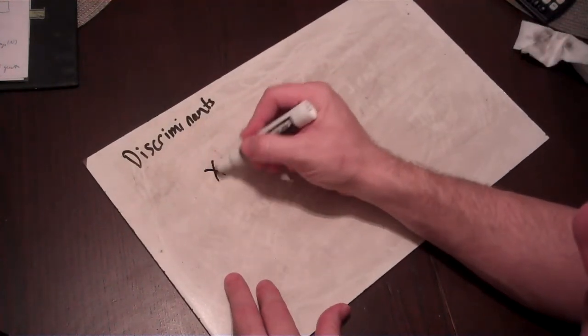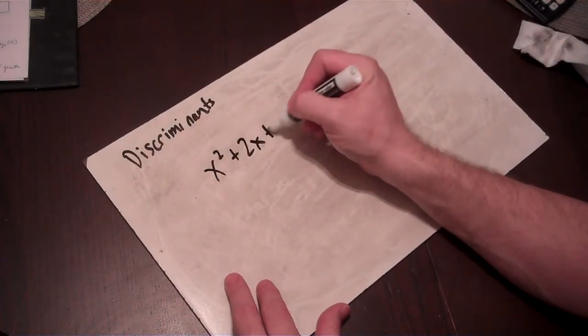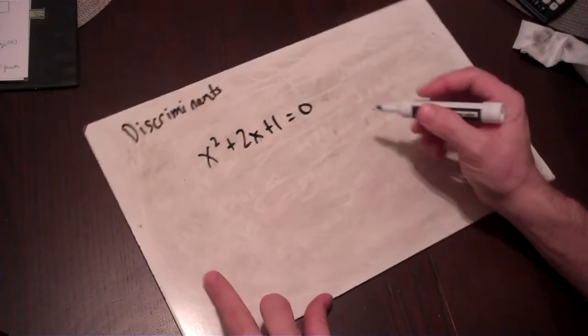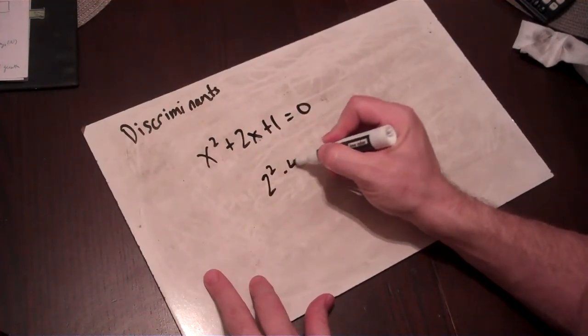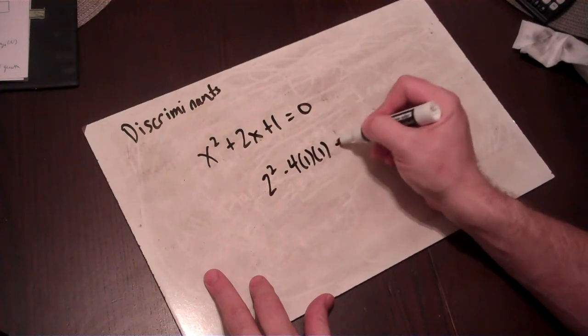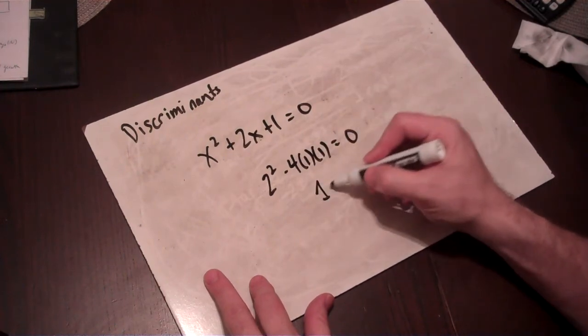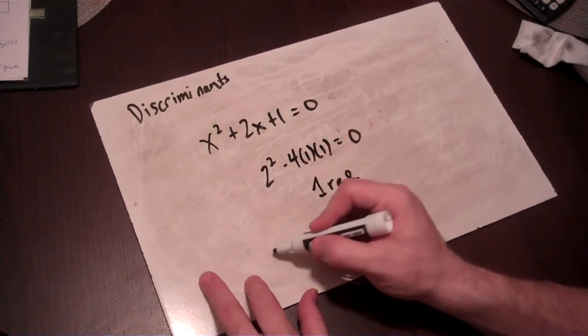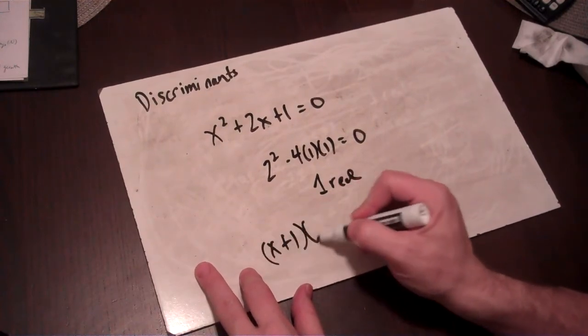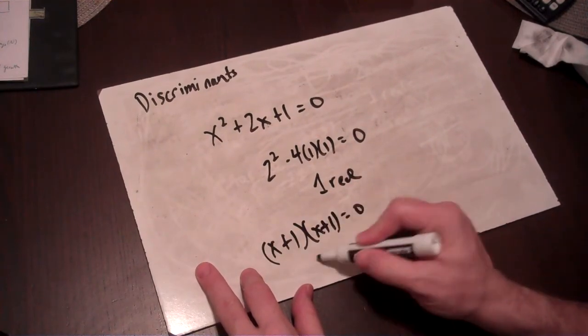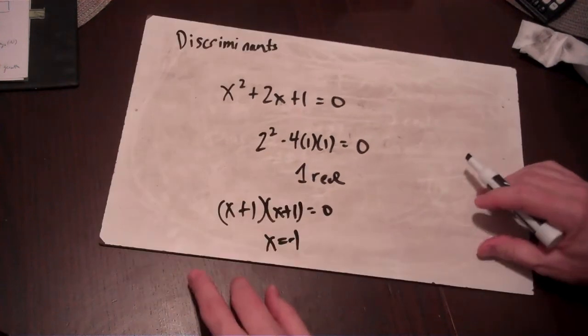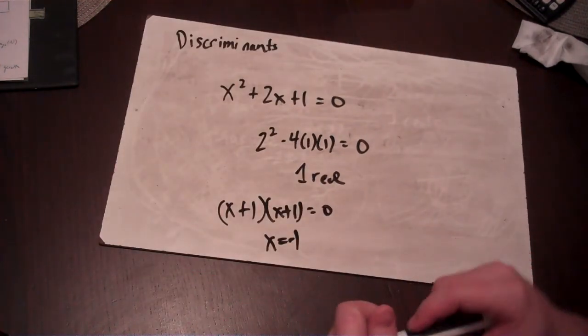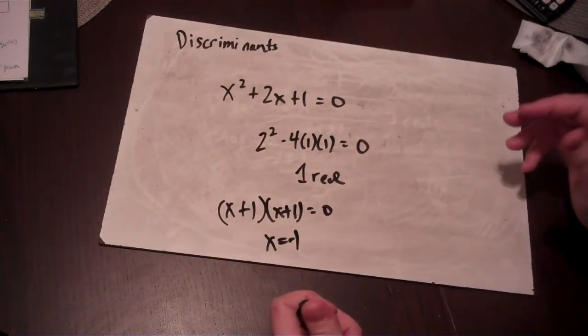Or what if I have something like this: x squared plus 2x plus 1 equals 0. Then the discriminant is 2 squared minus 4 times a times c, which is equal to 0, so there's only one real solution. And that's because this one factors into x plus 1 times x plus 1, and they both yield x equal to negative 1. There's only one real solution. So the discriminant allows us to determine that before we even go through and actually work out the problem.